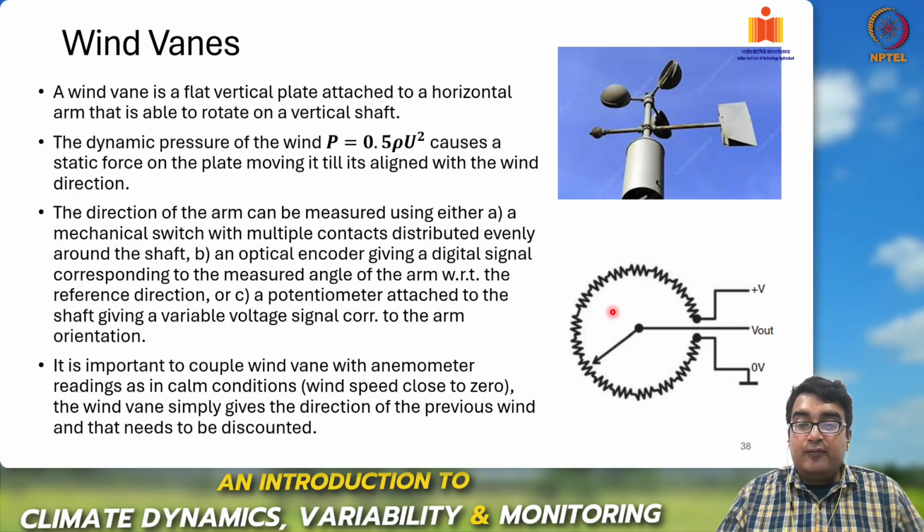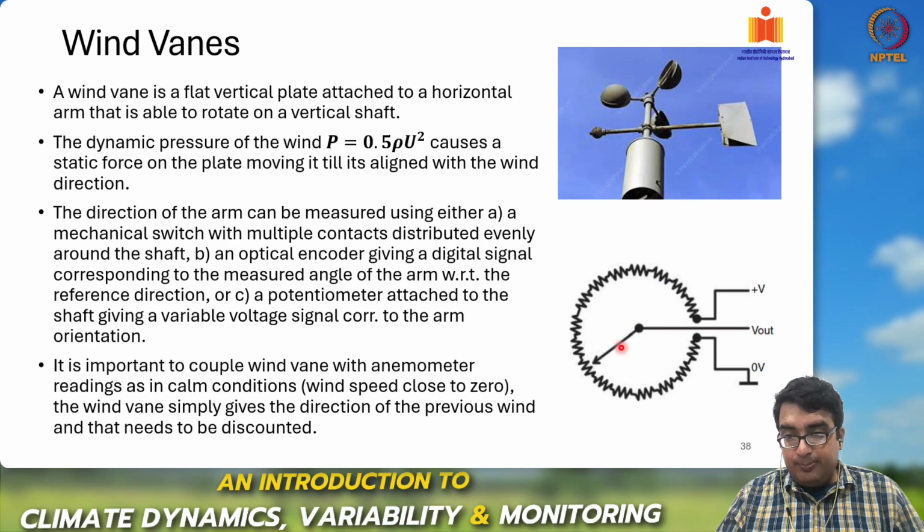Another option which I have shown in this figure here is a potentiometer. So this is the direction of the wind vane, for example, and this is a circular wire fundamentally with multiple resistances in series, and this is kind of a short circuit. Okay, so suppose this is the positive terminal, this is the negative terminal.